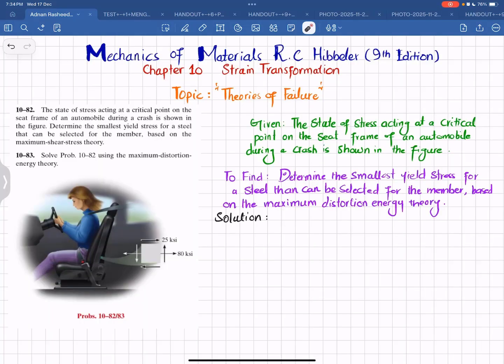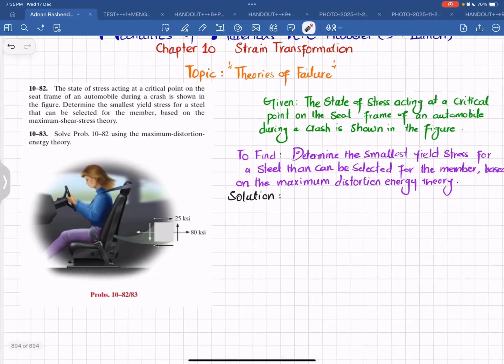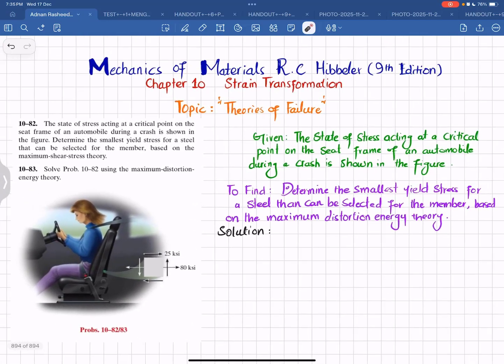Welcome back. In this video, we are going to solve problem 10-83 that is taken from chapter number 10, Strain Transformation, and the book is Mechanics of Materials by R.C. Hibbeler, 9th edition. The topic is Theories of Failure. The statement is: solve problem 10-82 using the maximum distortion energy theory. In our previous problem, 10-82, we used the maximum shear stress theory, so we will solve the same problem using the maximum distortion energy theory. The statement is: the state of stress acting at a critical point on the seat frame of an automobile during a crash is shown in the figure.